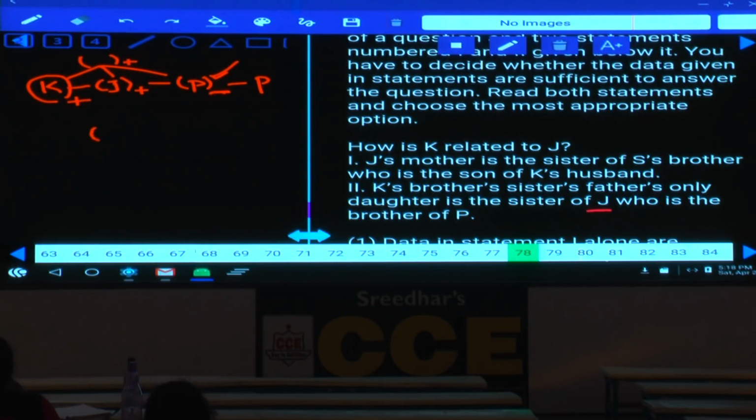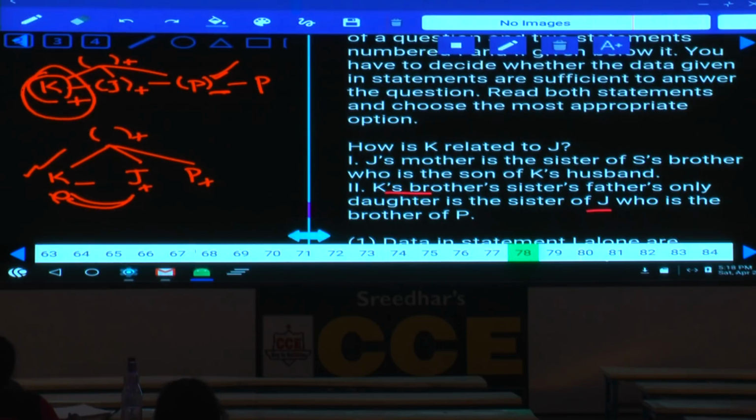Or in the second case, earlier we have discussed about this one. Now this K is here, K is a female, J can be here, isn't it? And P can be here. These 2 persons are males. Then K is having a brother, brother's sister is none other than K. Sister's father, and father's only daughter is K, is the sister of J, and J is the brother of P. Now in this case I got the gender of K as a female, in this case I got K as a male, isn't it? Now the gender of K cannot be determined here, then what is your answer? 2 alone is not sufficient.